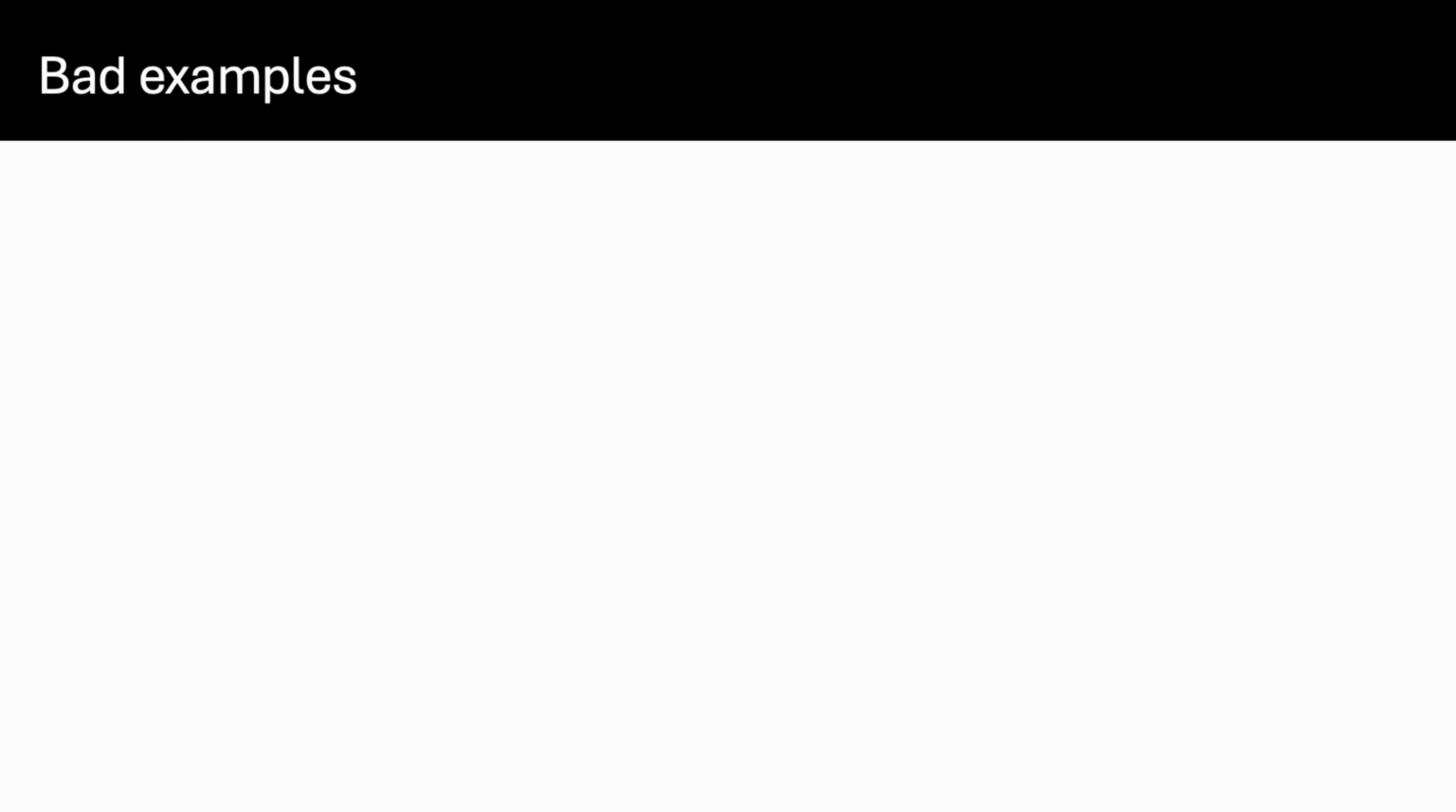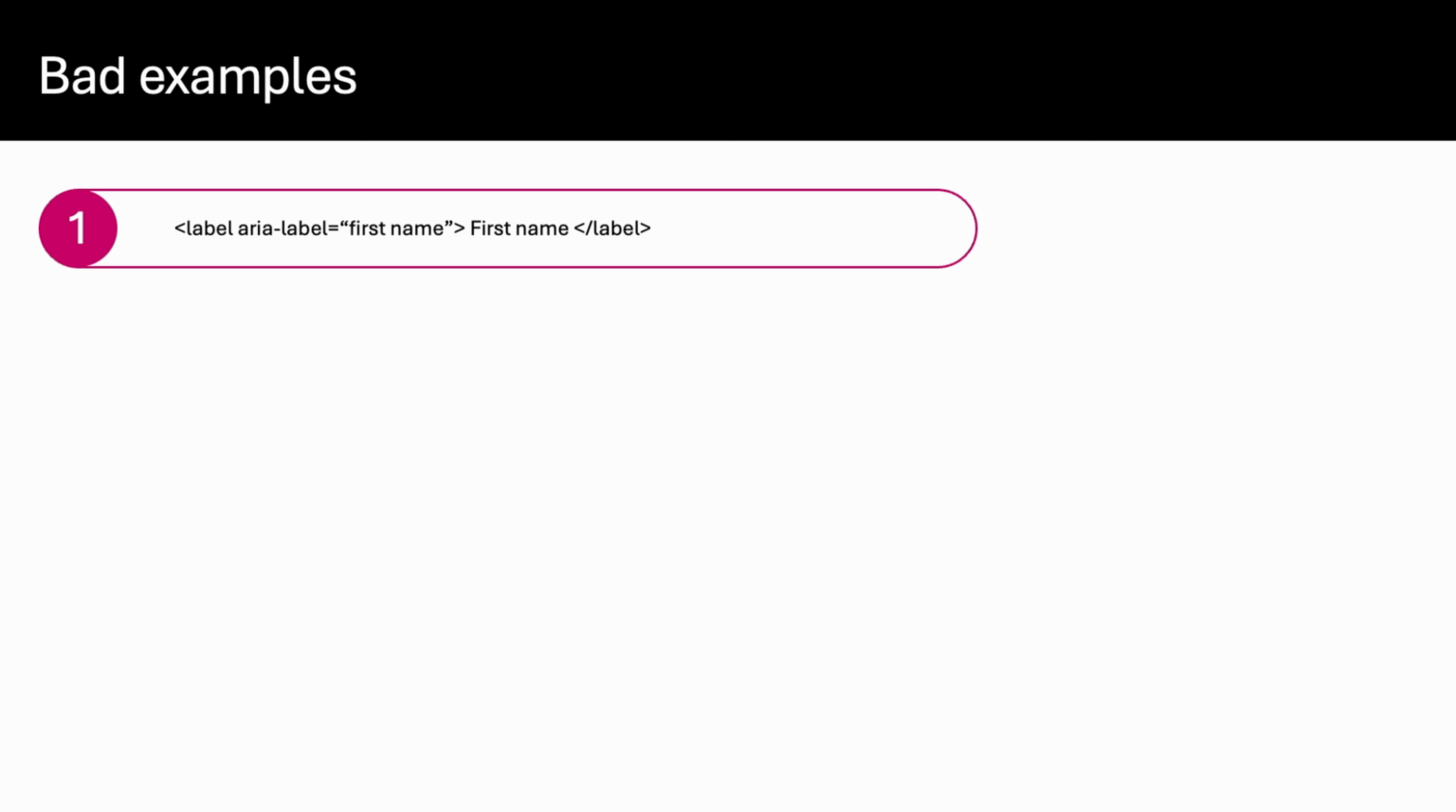This section is important because these examples look harmless, but they create real accessibility problems. First, putting aria-label on a label that already has visible text is unnecessary and can create a mismatch.